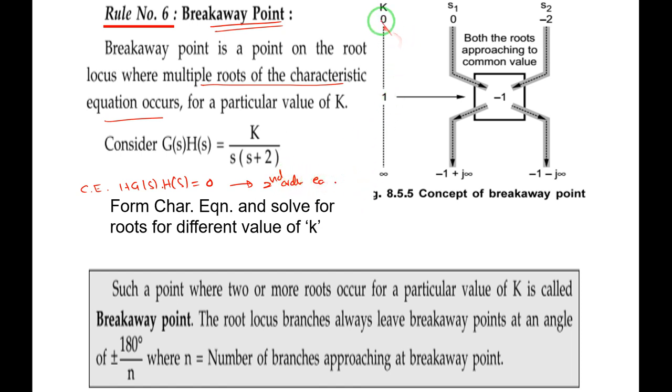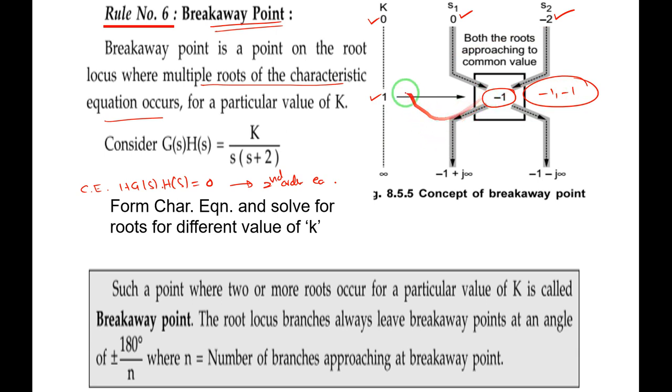Okay. K is varying from 0 to infinity. For k equal to 0, if I solve the roots of this characteristic equation, one of the roots is 0 and the other root is -2. For k equal to 1, the roots are the same, multiple roots: -1 and -1.